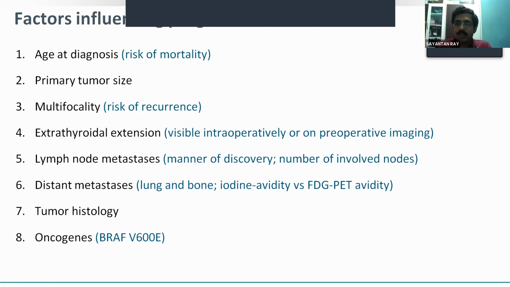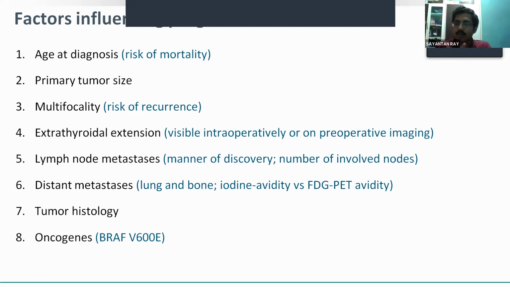Extrathyroidal extension, which is gross, visible intraoperatively or on preoperative imaging, not the minimal extrathyroidal extension. Regarding lymph node metastasis, the important point is how they are discovered, the manner of discovery, and the number of involved nodes. Distant metastasis, commonly in lung and bones. Here, two important points are iodine avidity versus FDG PET avidity. Will come later in detail.